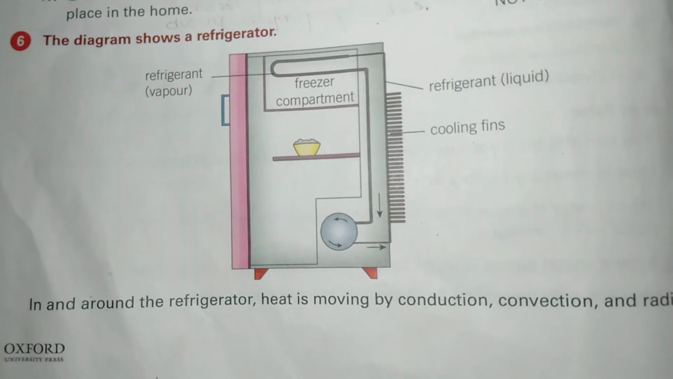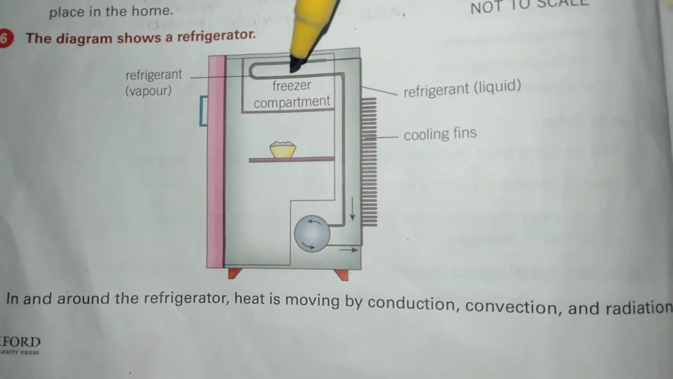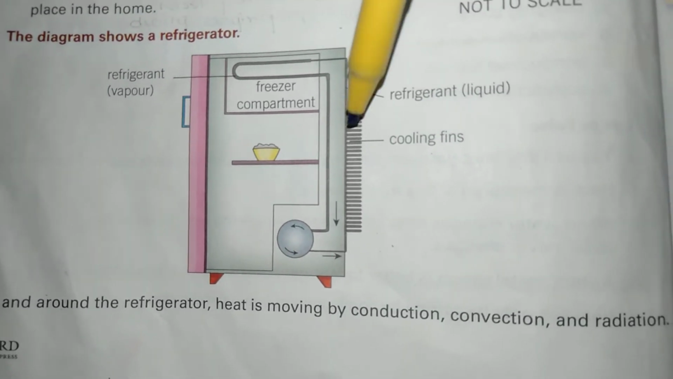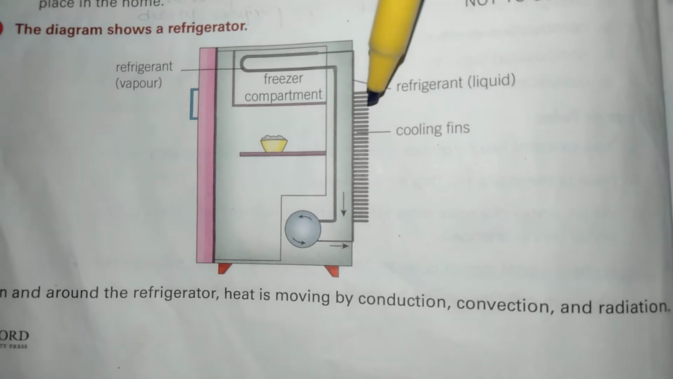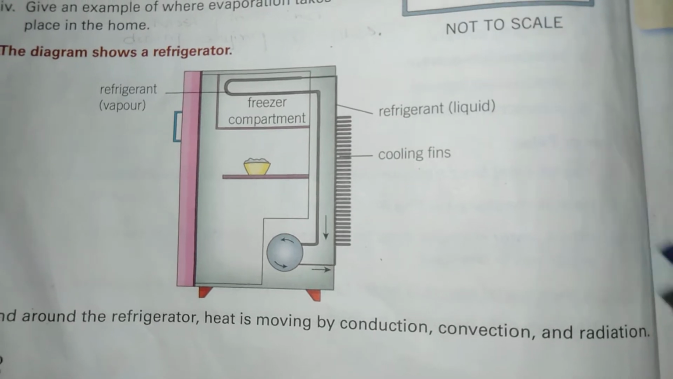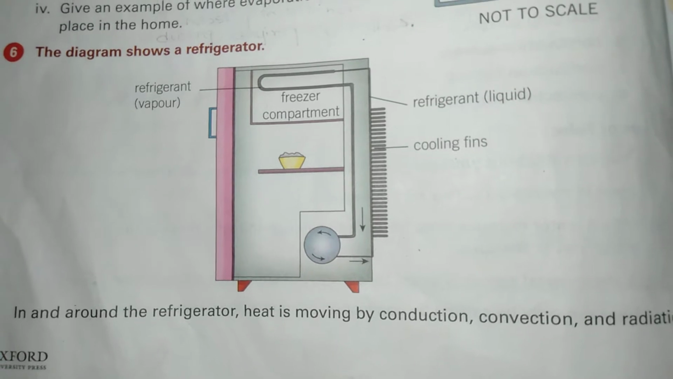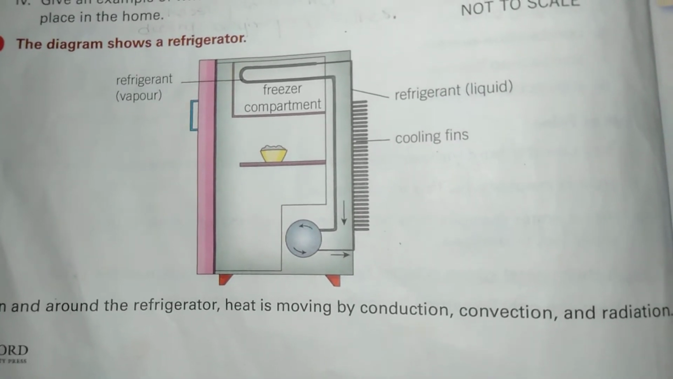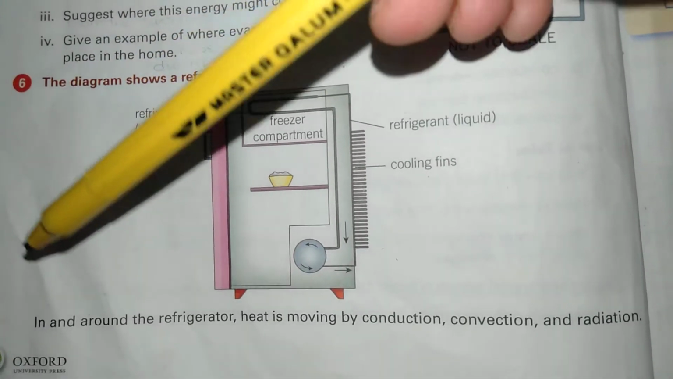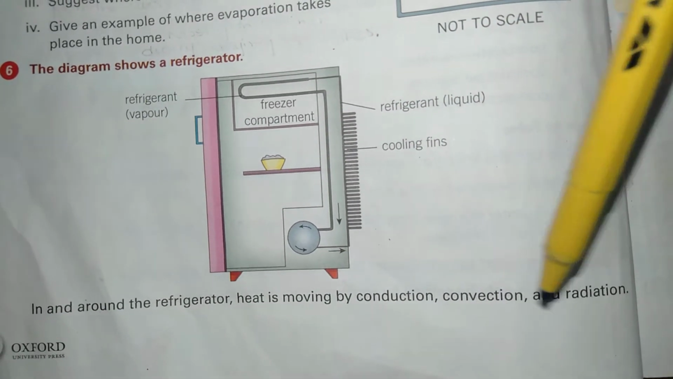Question number 6, the diagram shows a refrigerator. This is the diagram of a refrigerator. This is the freezer compartment, and refrigerant liquid is inside these pipes. These are the cooling fins, and cooling is produced in the refrigerator by the evaporation of a liquefied gas. This produces a cooling effect. Freon, a chlorofluorocarbon, was used as a refrigerator gas. In and around the refrigerator, heat is moving by conduction, convection and radiation.